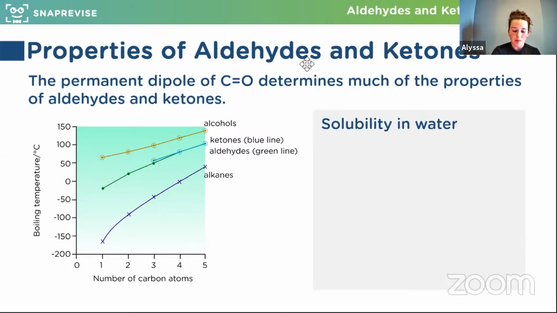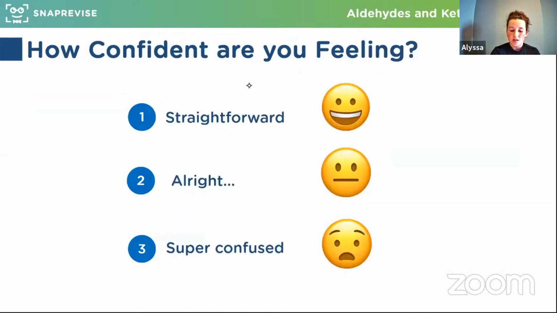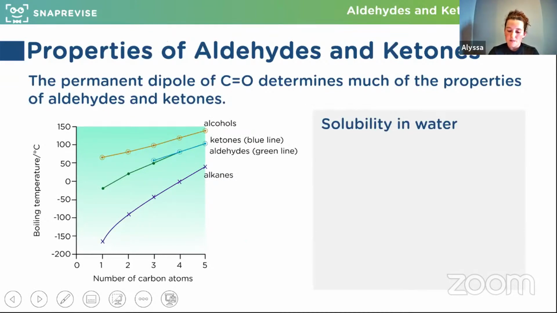Let's just look at the properties of aldehydes and ketones. The permanent dipole of a carbon-oxygen double bond determines much of their properties. What we can see here is that the boiling points of alcohols, ketones, aldehydes and alkanes all increase gradually. You'll notice though that ketones and aldehydes naturally have a higher boiling point than alkanes, despite having the same number of carbons.